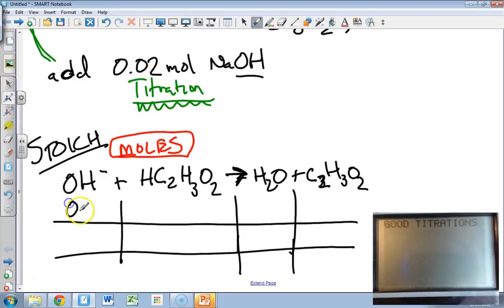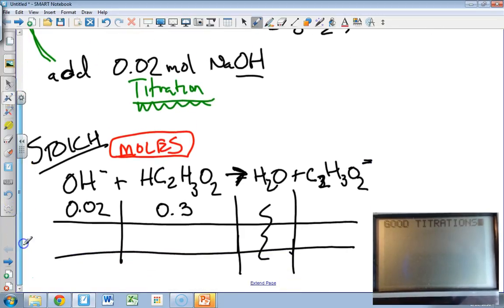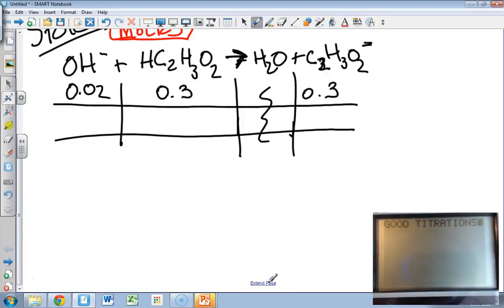So how many moles of hydroxide do we have? Well, we have 0.02. How many moles of this do we have? 0.3. Water doesn't matter. And then how many moles of the acetate ion do we have? Well, back up here we have 0.3 again. And again, sig figs, I'll worry about at the end. All our values are going to have 3 significant figures.